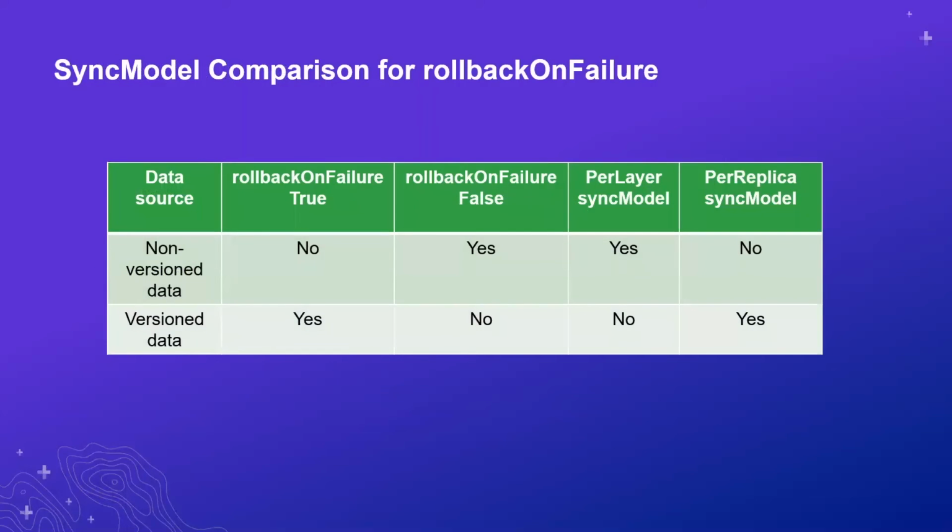And so here I have a table demonstrating the rollback on failure operation. So when it's a versioned workflow, that operation is not available.